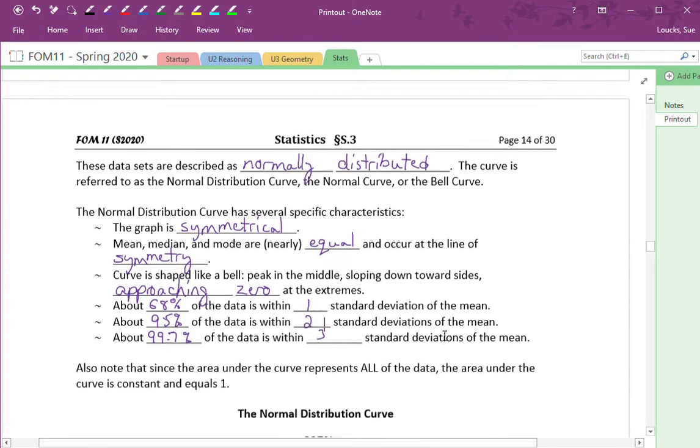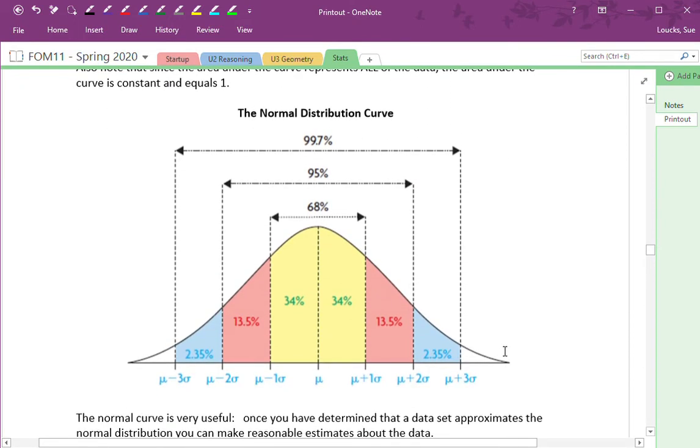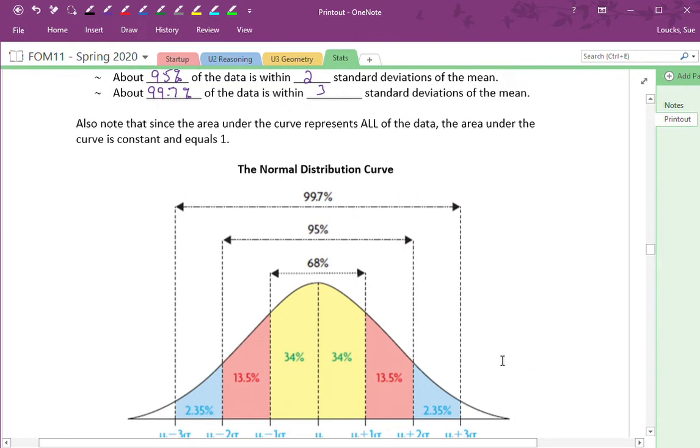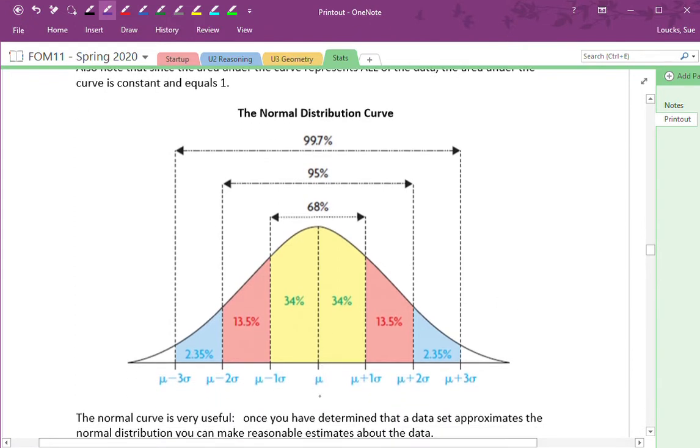So let's look at a drawing to see what that looks like. Looking at this curve, it's important to note that all of the data is under the curve. The area under the curve is constant no matter what shape the curve actually takes, and we'll look at that later. The area under it is always 1. So we said that approximately 68% is within one standard deviation of the mean. Here we have our mean, mu, and if we go up one standard deviation, 34% falls in there. If we go down one standard deviation, 34% falls in that. So the total from minus one standard deviation to plus one standard deviation is about 68%.